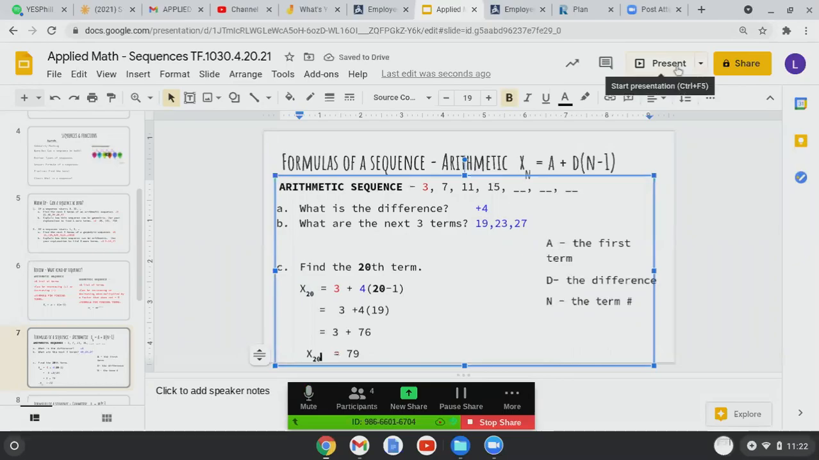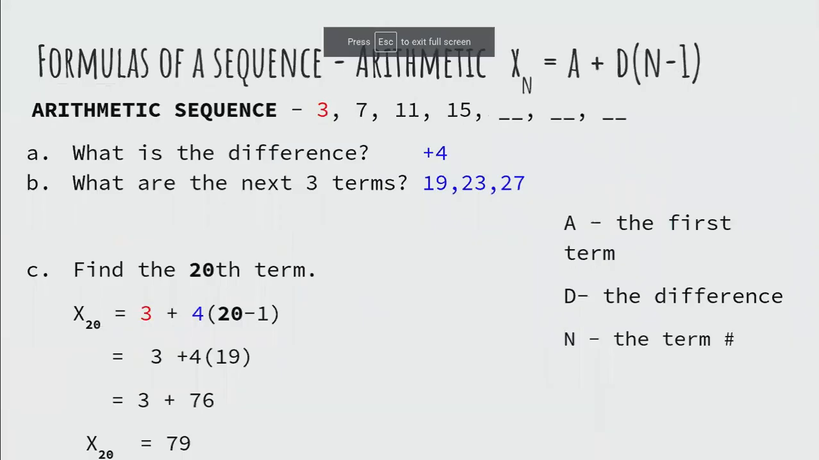And again, with the pieces, you just replace n. n is whatever we are looking for. If we are looking for the 15th term, n is 15. But here, we're looking for the 20th term, so n is 20. Our first term was 3. The first term of the sequence goes there, plus whatever the difference is. Our difference was a positive 4, so we just wrote 4. And then inside the parentheses, we do n minus 1. Our n value was 20.